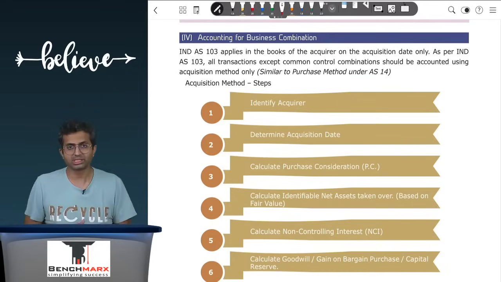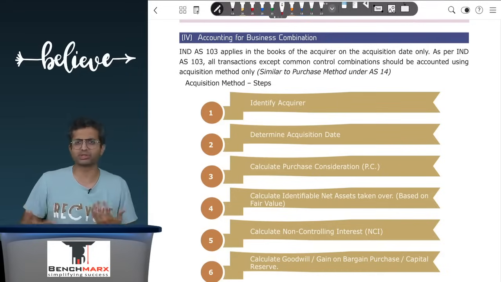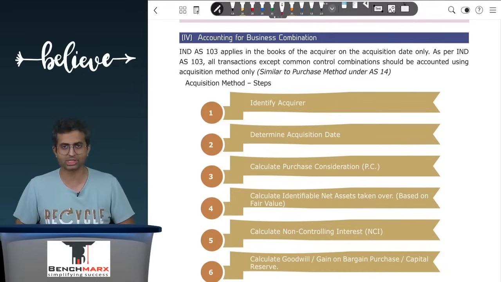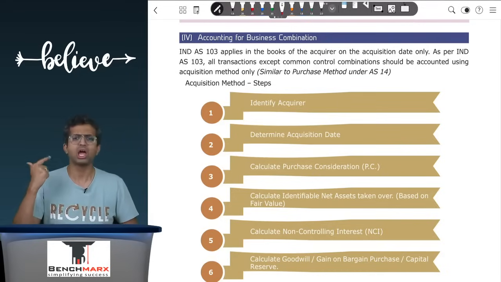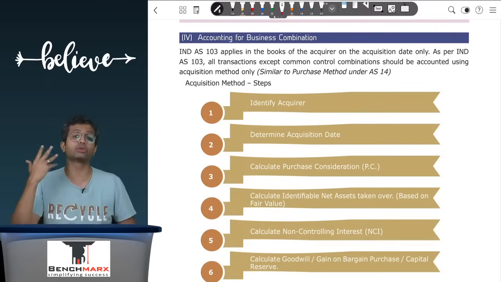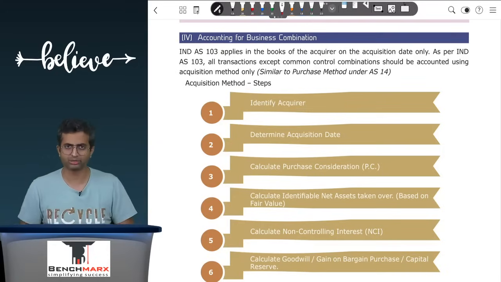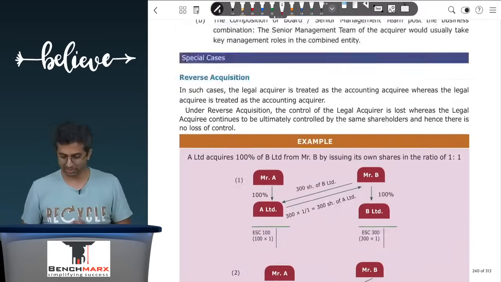And last step is the calculation of goodwill or capital reserve, or in certain cases, gain on bargain purchase as a case maybe. So 6 steps: acquirer, acquisition date, purchase consideration, net assets, non-controlling interest, and the goodwill determination. Now we'll go into each of these steps in detail.